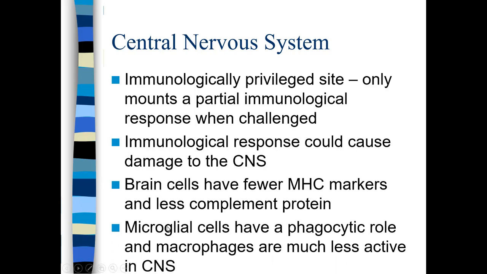Okay, and then you have cells that are called microglia. These microglial cells are phagocytic, so they will attach and attack foreign invaders. And there are also macrophages because you do have a bloodstream and a blood system going through the central nervous system, but the macrophages are much less active.